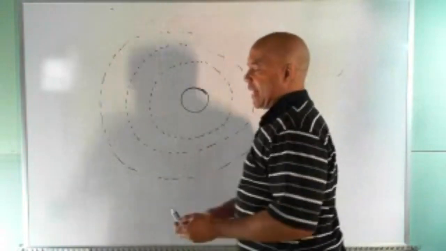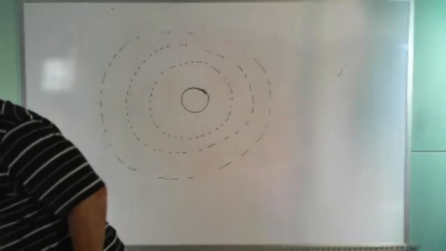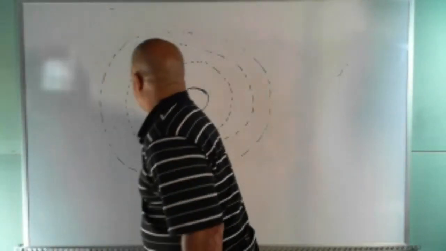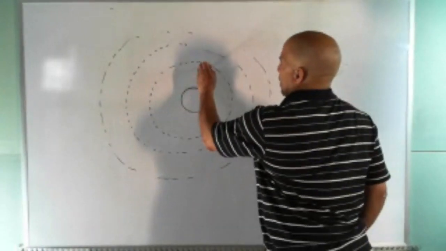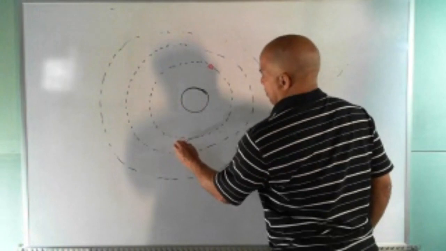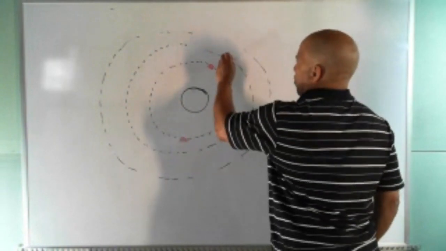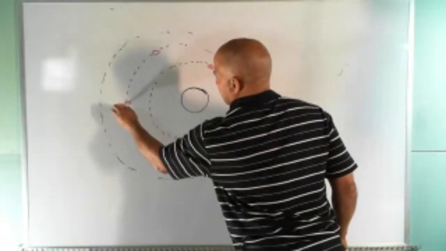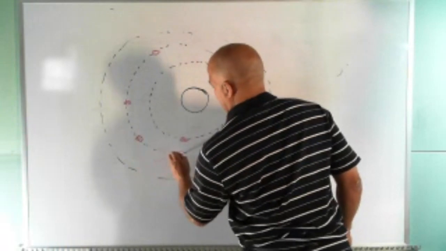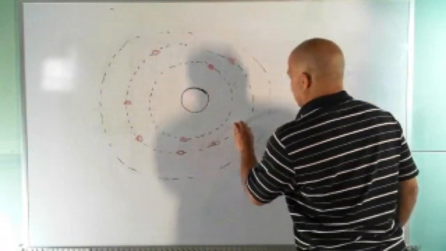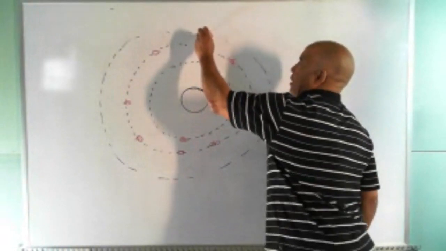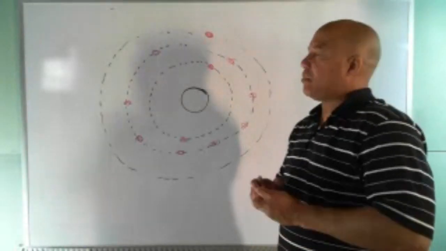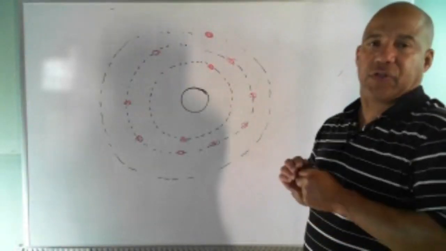And now what I can do is start to put electrons in here. So I'm going to put some electrons here, put a couple in here, put a couple in here, and I'm going to put an electron right here. So now I have an atom that has more than just one electron.